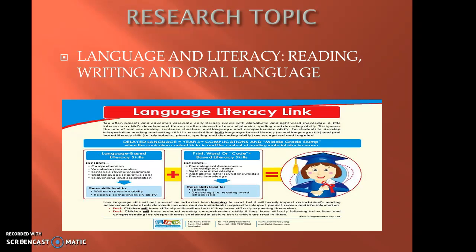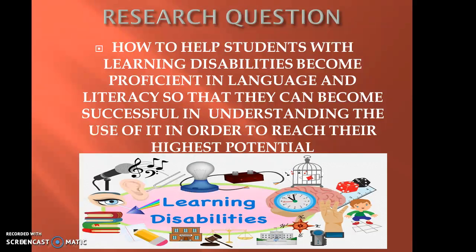The topic I will be researching is language and literacy, reading, writing, and oral language. I'm doing so because it is an essential part of our society, and too often children are not given the support needed to help them succeed, especially those with learning disabilities. Which is what leads me to the question: how to help students with learning disabilities become proficient in language and literacy so that they can become successful in understanding the use of it in order to reach their highest potential.